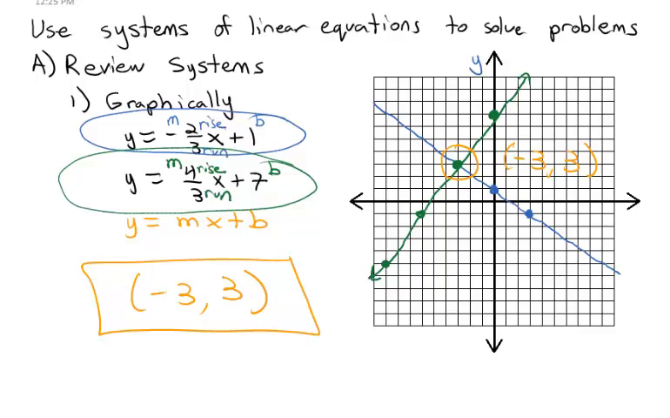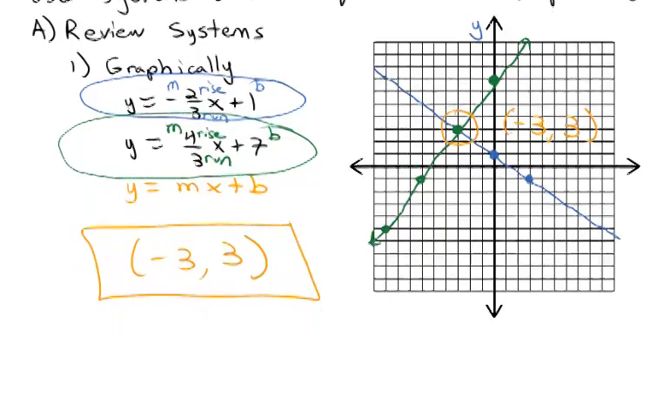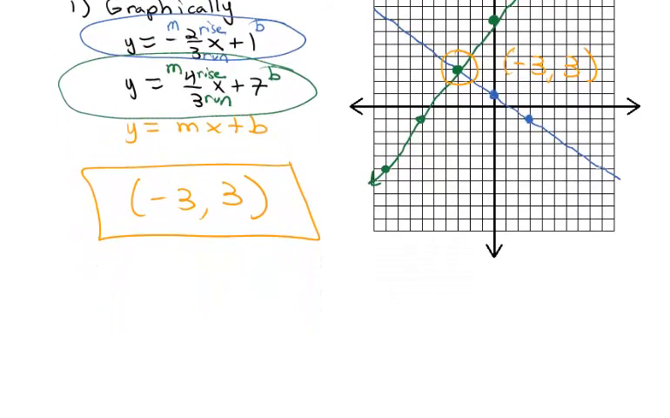The problem with graphically, though, is it only works when the solutions are nice, pretty numbers, and our graphs are perfectly accurate. If we get off by a little bit on our graph, it can make a drastically different solution. So graphically is probably the worst way to solve an equation. So we've got two other ways that are better. One that's probably used the most is called substitution.